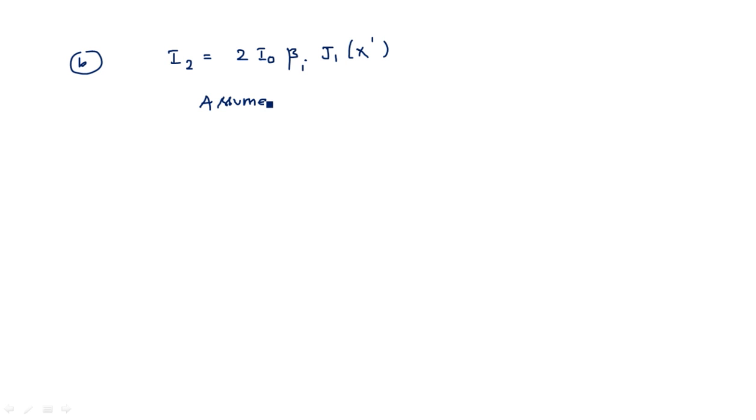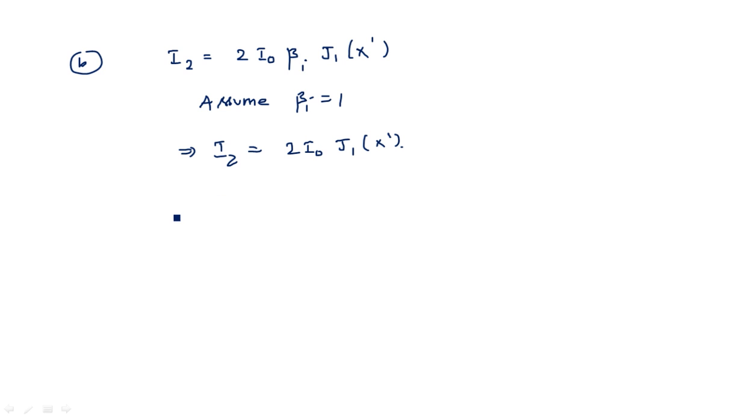J1 of X dash we know very well is a Bessel function. Assume beta I is equal to 1. Then what happens? I2 is equal to 2 I0 J1 of X dash.